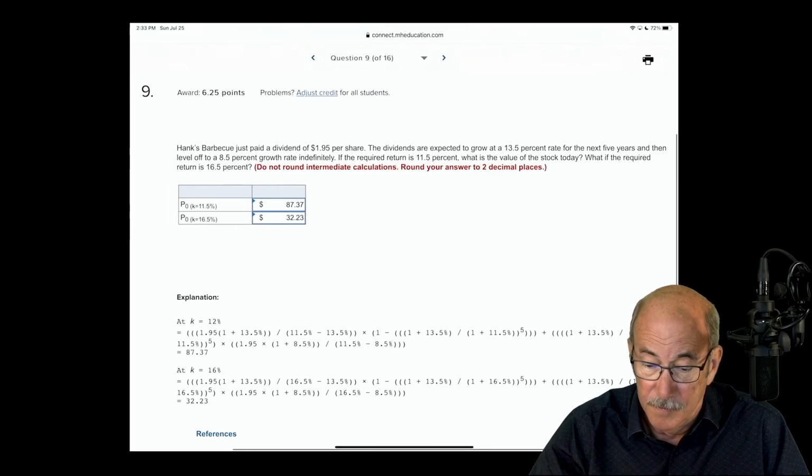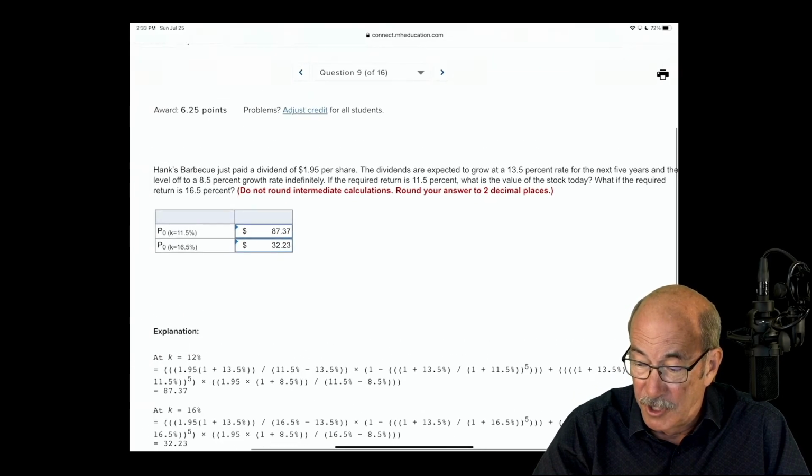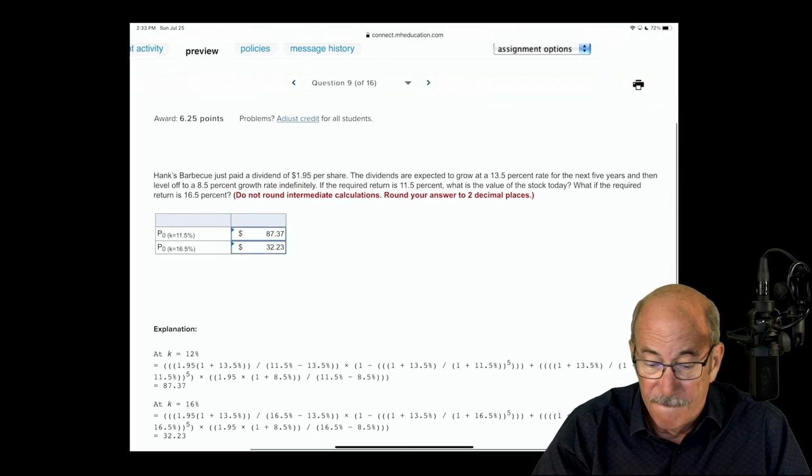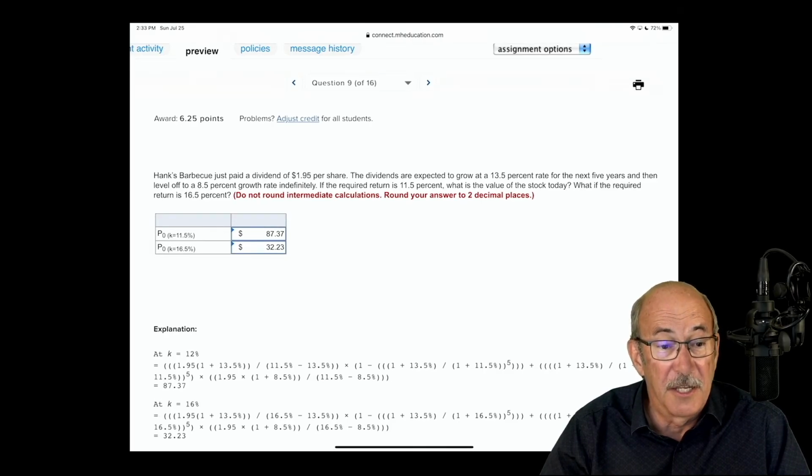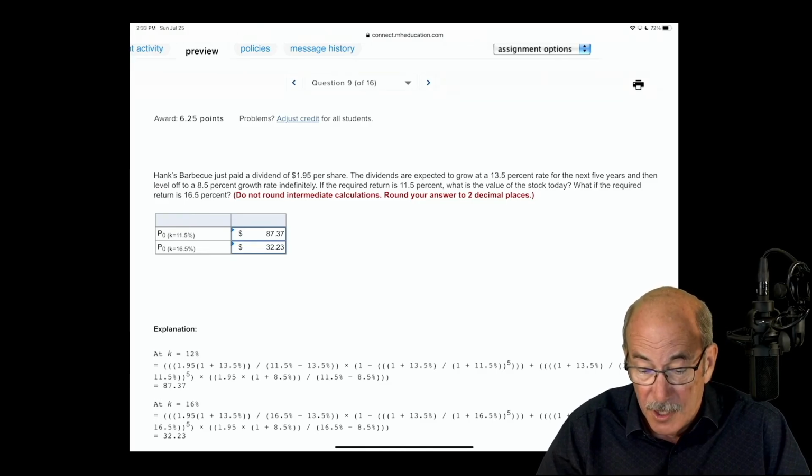Let's see. So this is it right here? Hank's Barbecue just paid a dividend. Is that right? Yeah, that's it. I think it might just be an error on my end, but if the required rate of return is 11.5%, what is the value of the stock? What if the required rate of return is 16.5%?